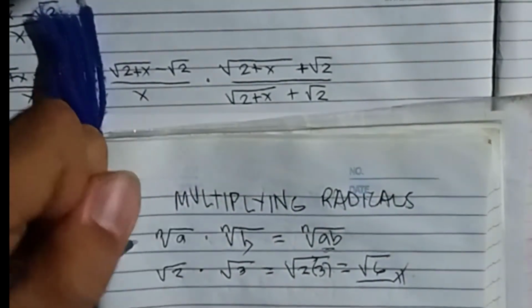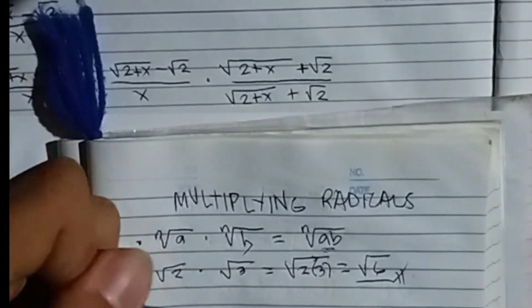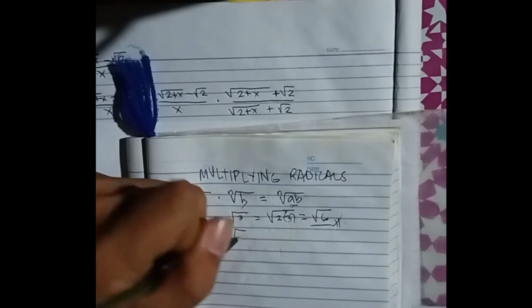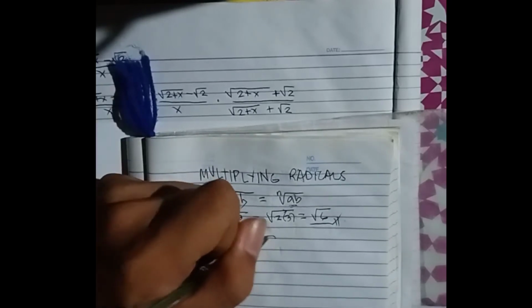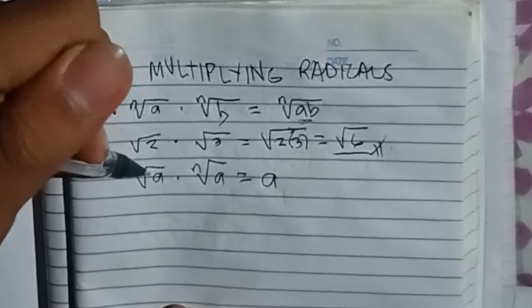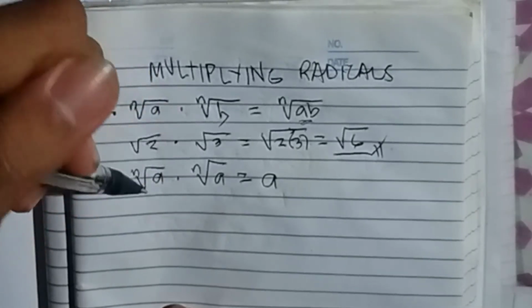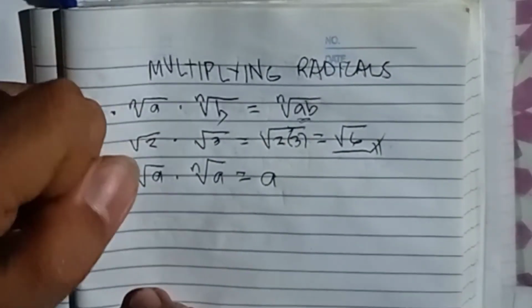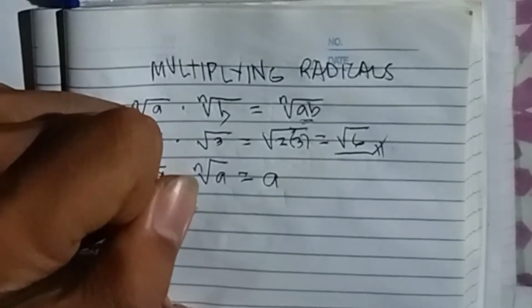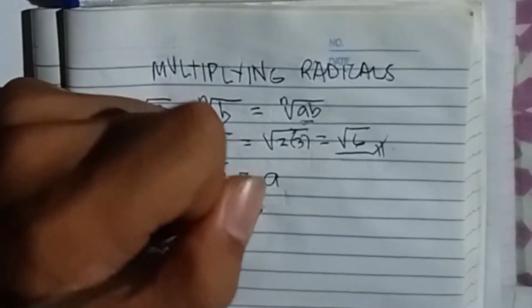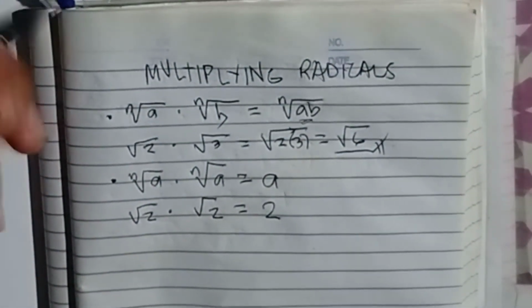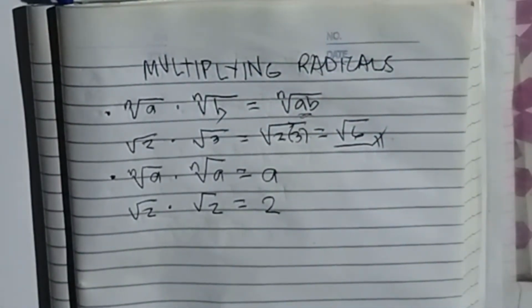So, yun lang yan. Also, if we have nth root of a times the nth root of a, then we have an answer na a. So, kakancel lang natin tong radical sign if yung radical natin is the same. Let us say, if we have square root of 2 times square root of 2, then we have simply the answer is 2. Why? So, if we will apply the first rule, parang pares lang naman siya. It's just that in the second rule, pinashortcut lang natin siya.